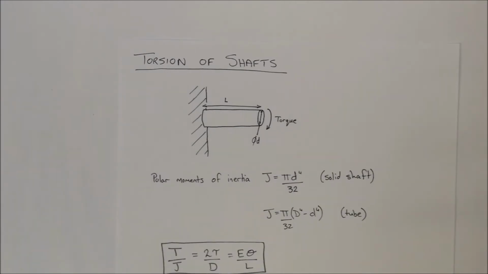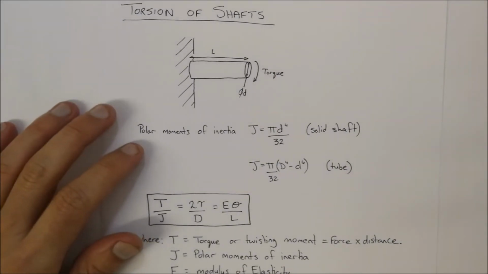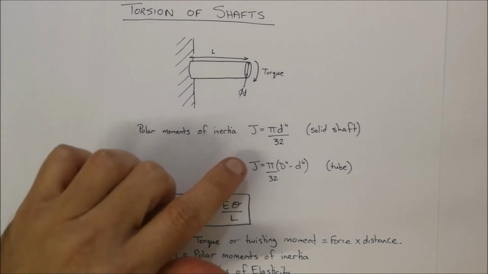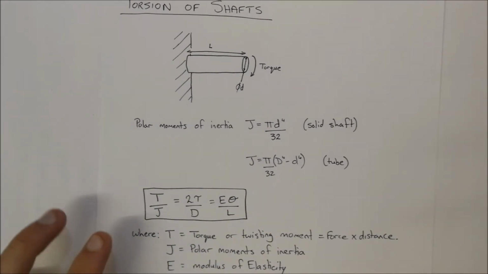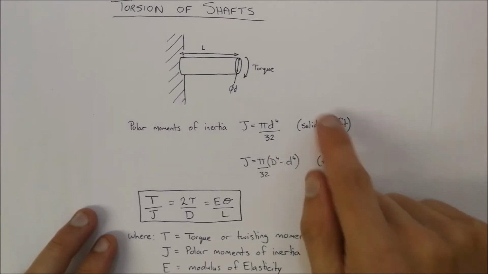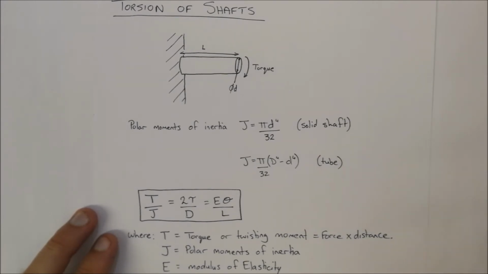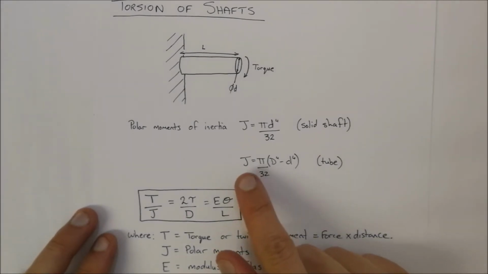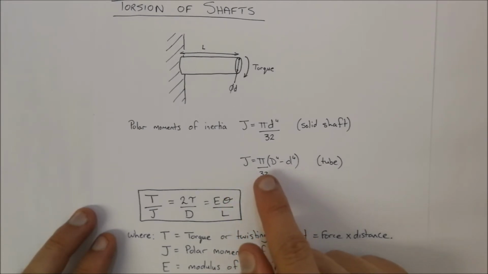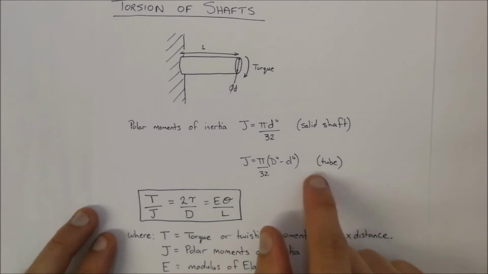Firstly, if you're looking at shafts, there's what's known as the polar moment of inertia. This is represented by the letter J, and that's equal to pi d to the power 4 over 32. That would be for a solid shaft as we've got over here. But often you do get shafts that are a tube. In those scenarios, the polar moment of inertia J is equal to pi over 32 multiplied by the outer diameter to the power 4 minus the inner diameter to the power 4. Okay, so that's for a tube scenario.